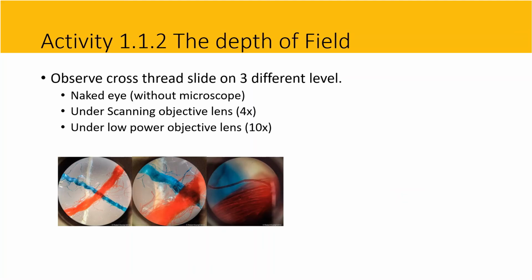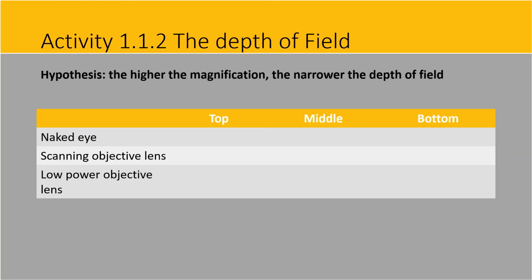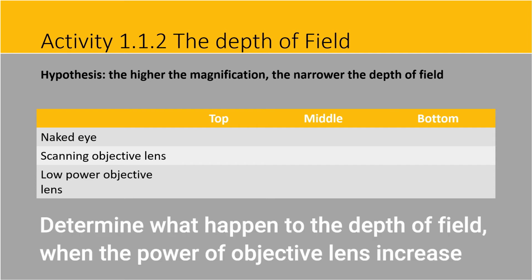Activity 1.1.2, the depth of field. Observe the cross-thread slide on 3 different levels. Level 1 by naked eye, Level 2 under the scanning objective lens, and Level 3 under the low-power objective lens. Observe the color of the cross-thread and identify the location of each color thread. Which of the threads is at the top, which one is at the middle, and which one is at the bottom. Record your observations in the tables that are provided.